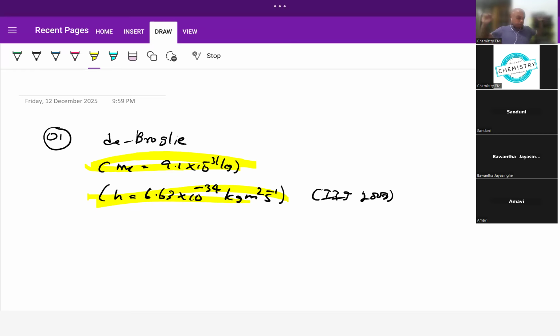Right, the first question is: calculate the de Broglie wavelength of an electron moving at 1% speed of light. Speed of light. m_e equals 9.1 into 10 to the power minus 31 kilograms. h, Planck constant, equals 6.63 into 10 to the power minus 34. Units are given. Right, give it a try.